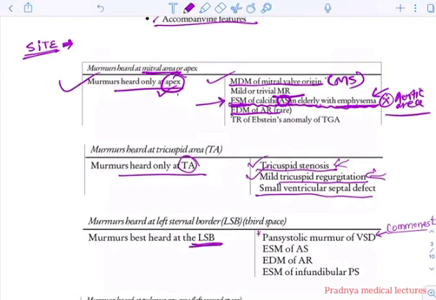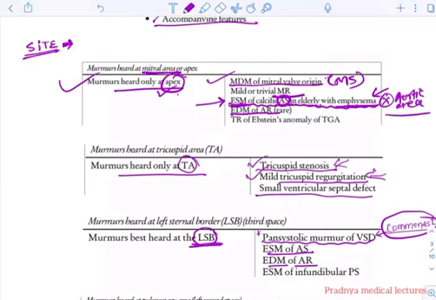Murmur heard over the left sternal border, the main and most common murmur heard is the pansystolic murmur of VSD. It is the commonest murmur which we hear along the left sternal border. Then the ejection systolic murmur of the AS, and the early diastolic murmur of the AR.